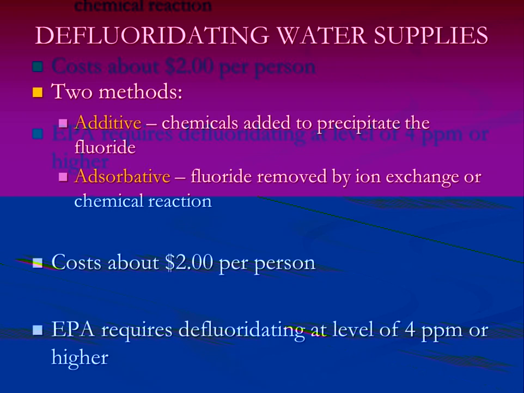With adsorbative, basically you're putting the chemical into the water and it interacts with fluoride. So there's an ion exchange with fluoride or some type of chemical reaction, and basically it just deactivates the fluoride molecule. So you're not actively taking the fluoride out of the water with adsorbative. You're just deactivating those fluoride compounds, so they're still floating around in deactivated form. The cost of defluoridating a water supply is about $2 per person. And of course, we've already talked about that maximum contaminant level.